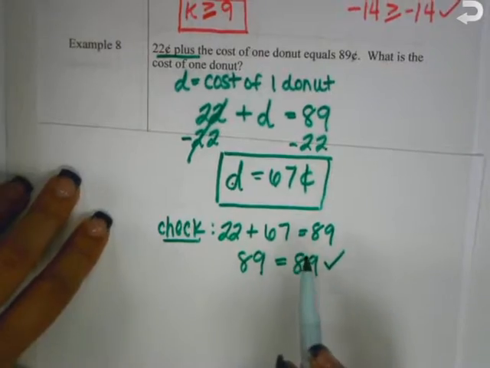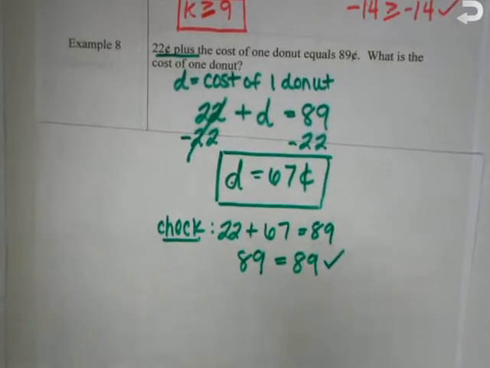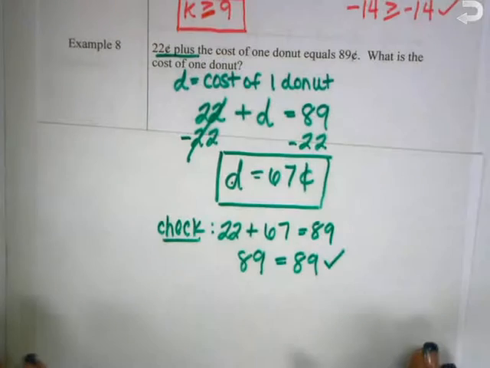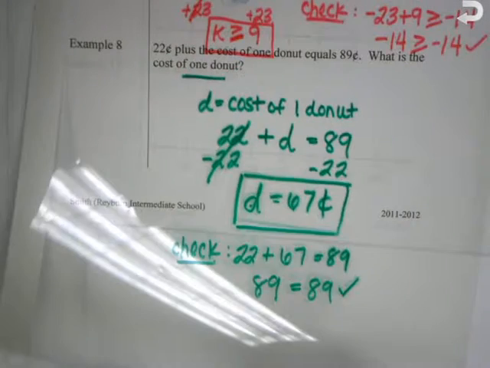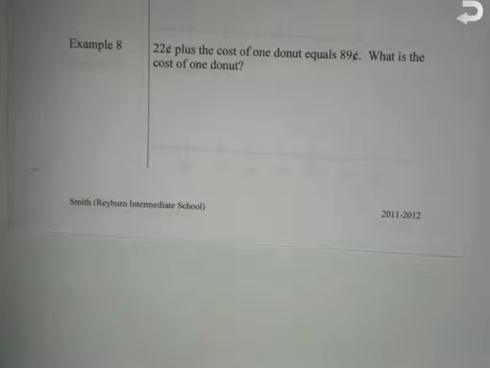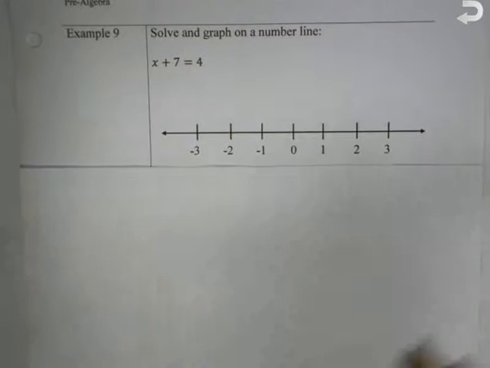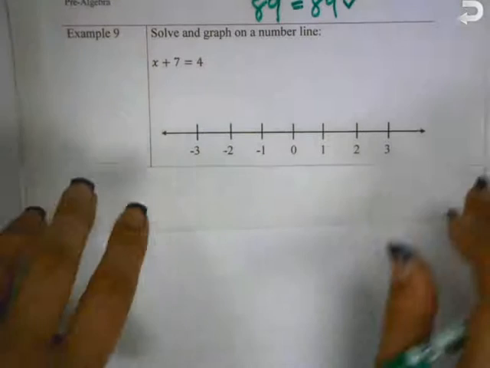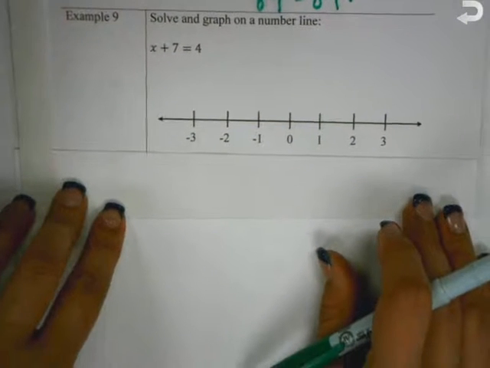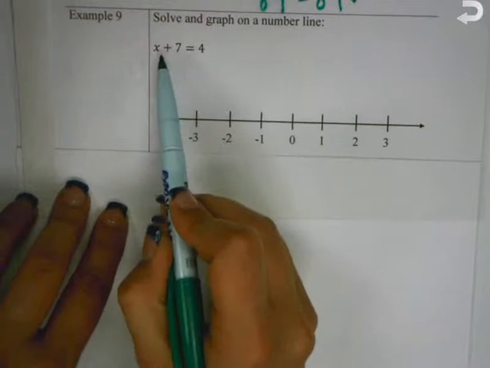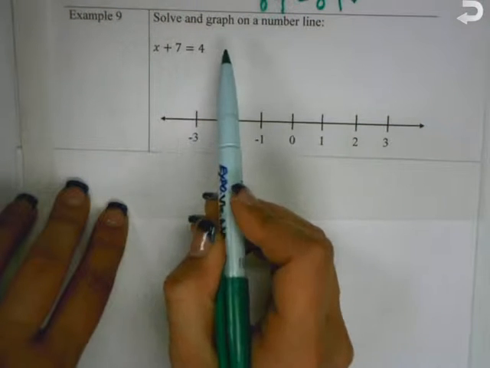Okay, so what we're going to be doing now is, now that we're comfortable with solving these, we're going to solve and then graph our solution. So example number 9. Your instructions are to solve and graph on a number line. So the equation that we want to solve is x plus 7 equals 4. And then we're going to graph that answer, whatever it is, on a number line.